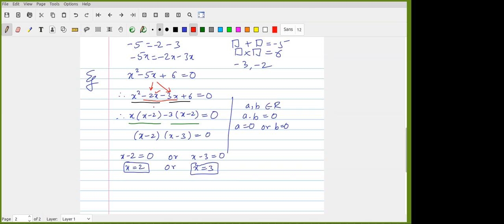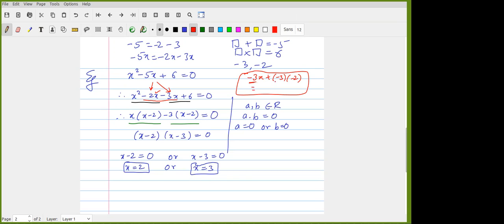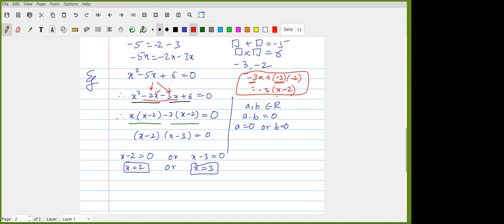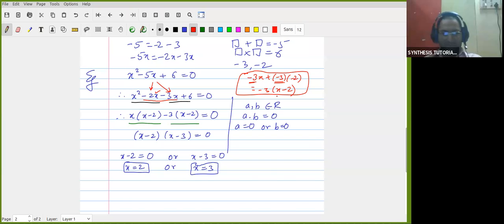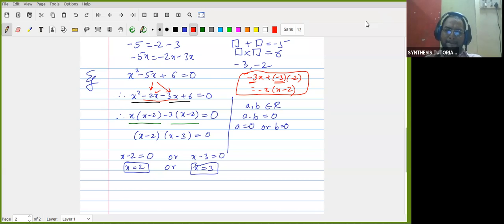Yes, sir. Okay. Now see, I think you might have got a problem with this part, so pay attention. 6 is nothing but minus 3 into minus 2. Yes or no? Yes, sir. I can take minus 3 common. So what will remain? x minus 2. Is that okay? Yes. Now everything is fine. Okay, fine. Now, please, if anyone still has a doubt, let me know. I'll wait for some more time. No doubt, sir.